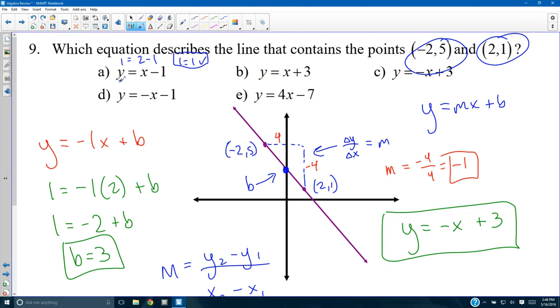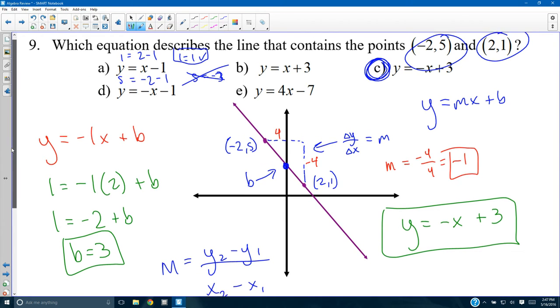Negative 2, 5. 5 equals negative 2 minus 1. Oh, 5 equals negative 3. That one doesn't work. So you know it's not part A. Part B, you do the same thing and figure it out. Not until you get to C do both actually work there. So C is the final answer for that. A lot of different ways to look at it. Hope we just tackled enough of them there.